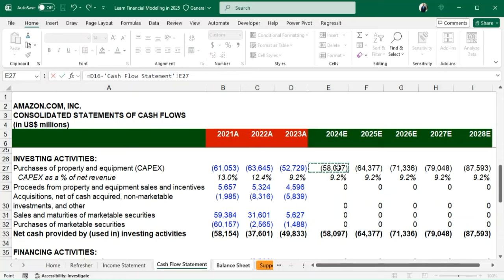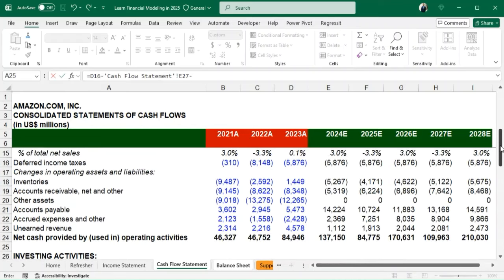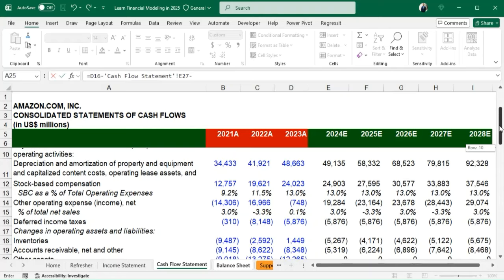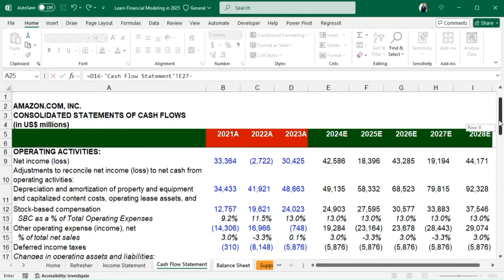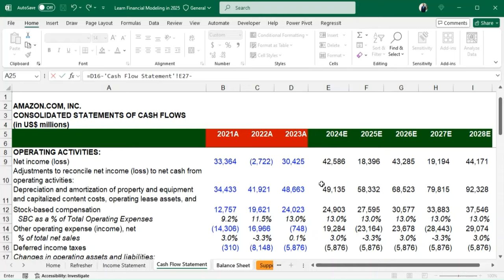And then we are going to also subtract depreciation. Depreciation is a positive figure, and so we are going to subtract it, and that is found within the operating activities section. So this is our depreciation and amortization. So I'm going to subtract that.